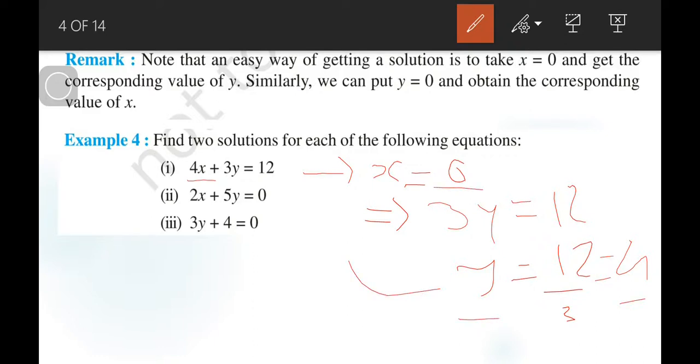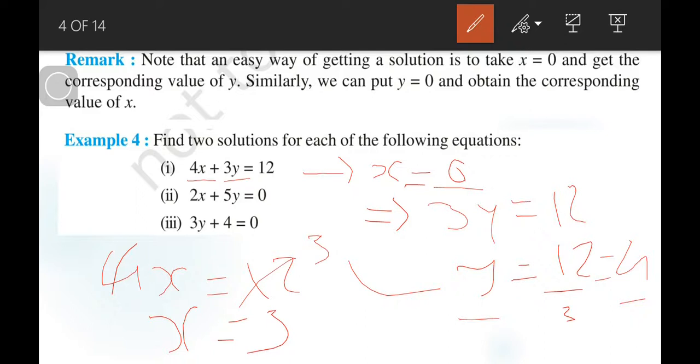This is the first solution. Alternatively, if you put y equal to 0, then 4x is equal to 12. Then you can find x is equal to 3, since 4 threes are 12. In this way, in all three equations, let's take x equal to 0 and you can find the value of y, and if you put y equal to 0, then you can find the corresponding value of x.